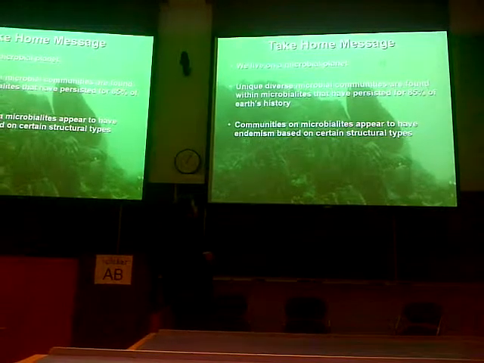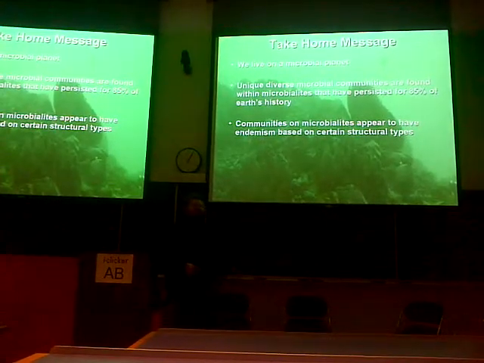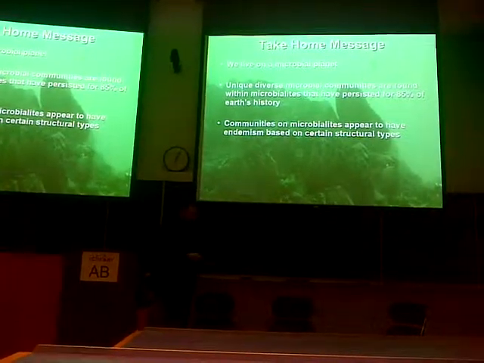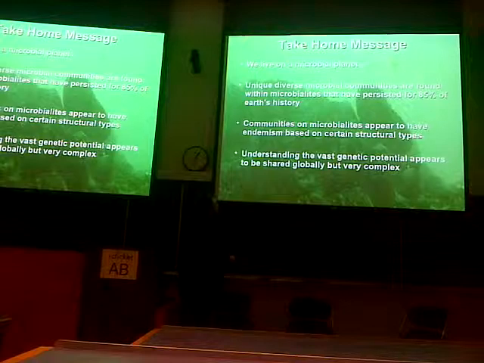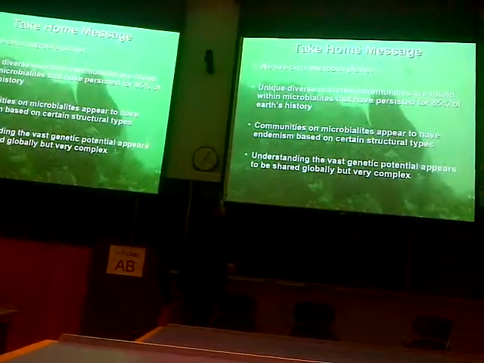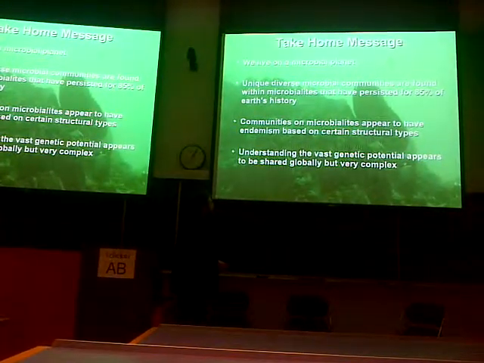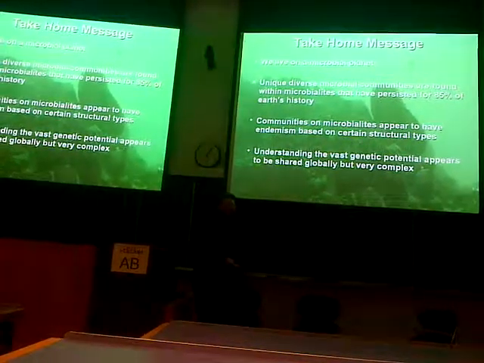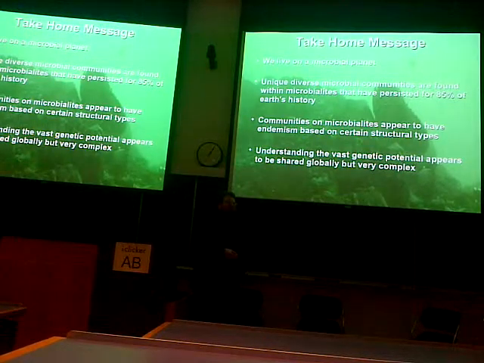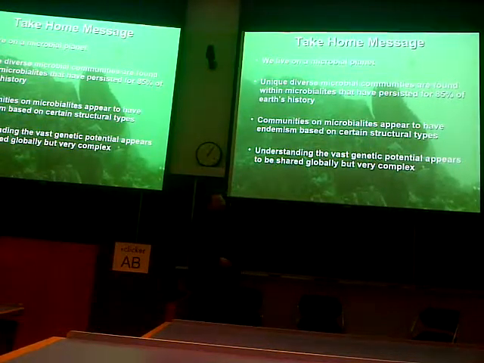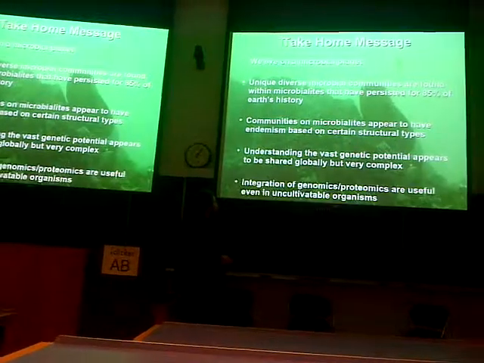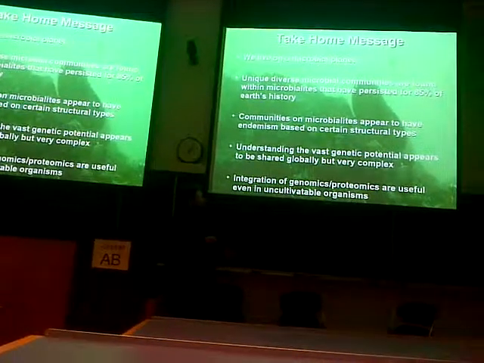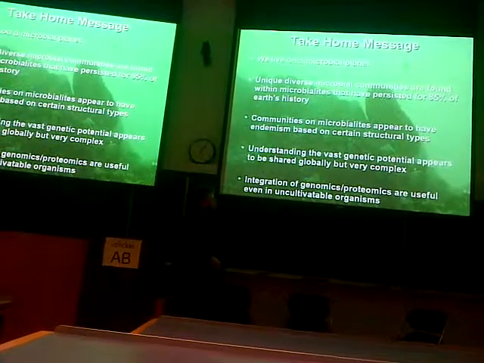The microbial communities appear to have some sort of endemism based on these structural types. So at least with these artichoke structures, we find that they're very similar as far as the microbial community is concerned. And then understanding this vast genetic potential is complex and could be useful for other things. So these things turn CO2, methane, and N2O into rock. So if we figure that out from these guys, maybe we can apply it to other problems that we're dealing with today. And then integration of these genomic and proteomic ideas may obtain more useful information in these uncultivable organisms.